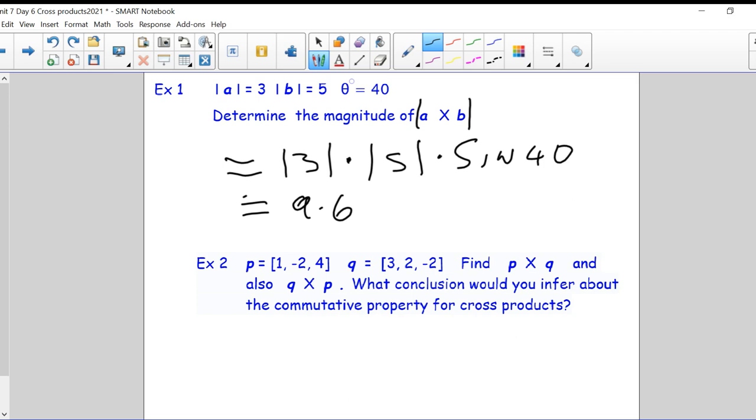Now, let's get a little bit more practice with this. P is equal to (1, -2, 4), and Q is equal to (3, 2, -2). Find P times Q. It says also Q times P. Well, don't do that yet. What conclusion can you infer about the commutative property for cross products?